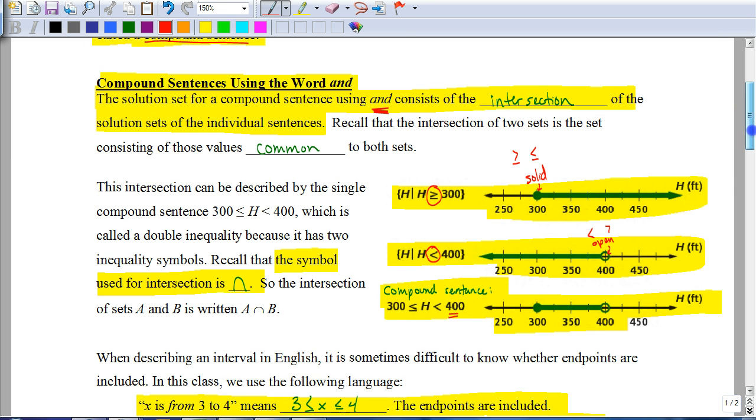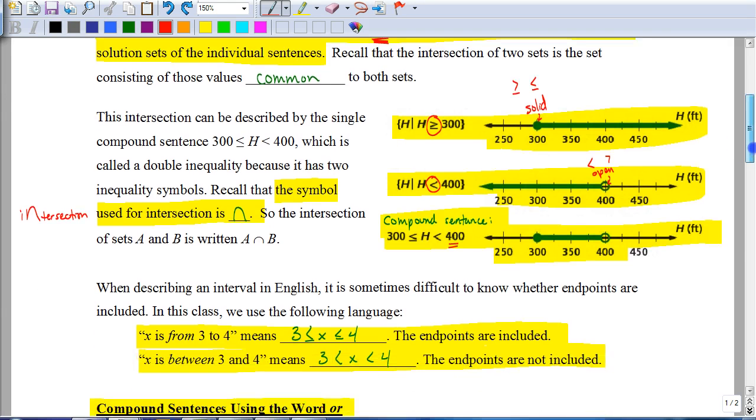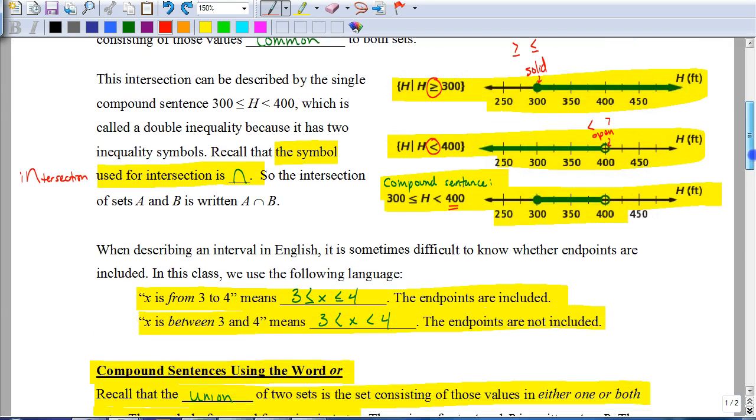Another way to represent the word and, or an intersection, is using this upside down U. An easy way to remember it, if you think of intersection and emphasize the N, the upside down U kind of looks like an N without that little bar there. So that symbol is used for intersection. We don't see that a whole lot in advanced algebra. You'll see that a lot more though when you get into pre-calculus. So it's good to kind of familiarize ourselves with that symbol now.